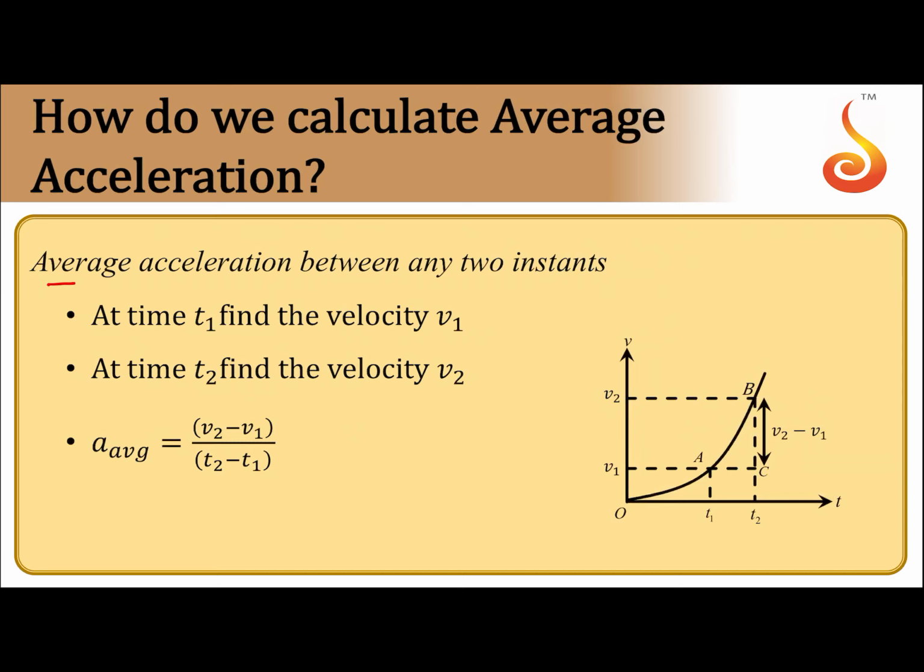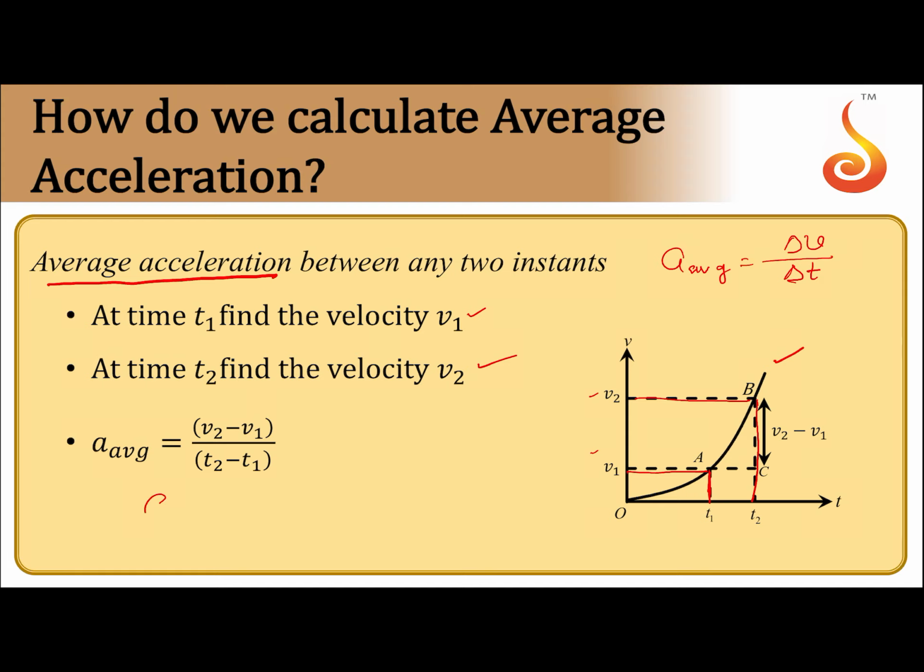First of all, average acceleration. You know, average acceleration is defined as change in velocity divided by time taken. That is our basic definition. So, let me consider a general curve here. The steps are like this. At time t1 find the velocity v1. At time t2 find the velocity v2. We did that. So, v1 and v2 are the velocities.